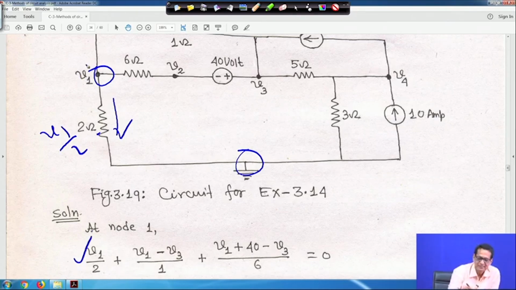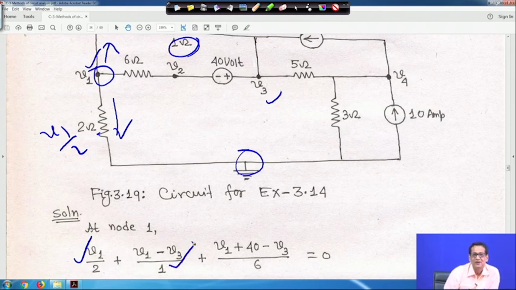Another current is through V1 and V3, and here you have a 1 ohm resistance. It has gone up, but if you bring it down in the circuit you will have a 1 ohm resistance. The current is going out here also, so it will be V1 minus V3 upon 1, plus another current is going.